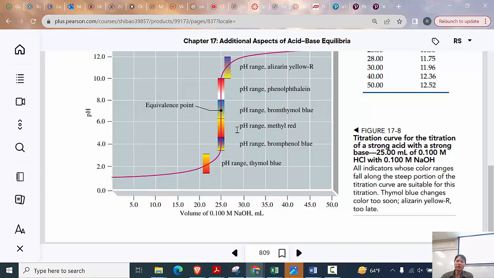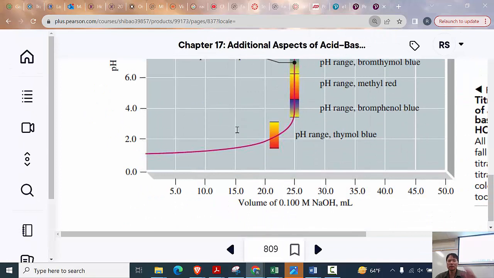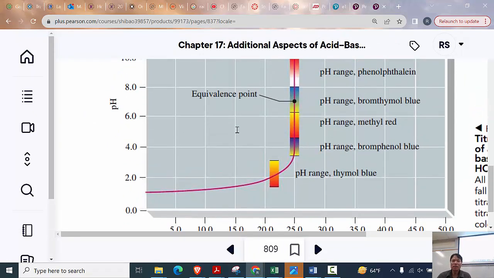But is that going to lead to an error? Yes, it's going to lead to an error. Is it going to lead to a significant error? And so we'd have to determine it. 1 drop is 0.05 milliliters. So if we go 0.05 milliliters, do we even get 1 drop error? No, it turns out it's less than a drop error.